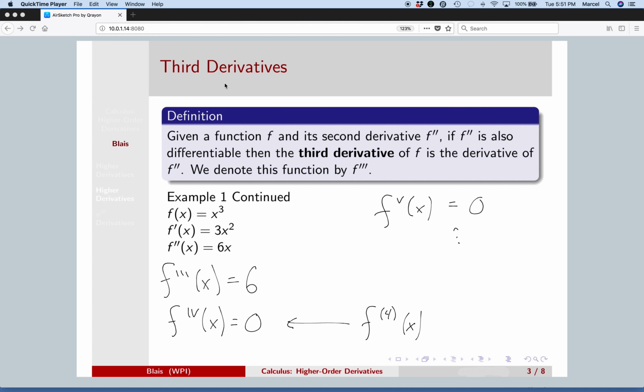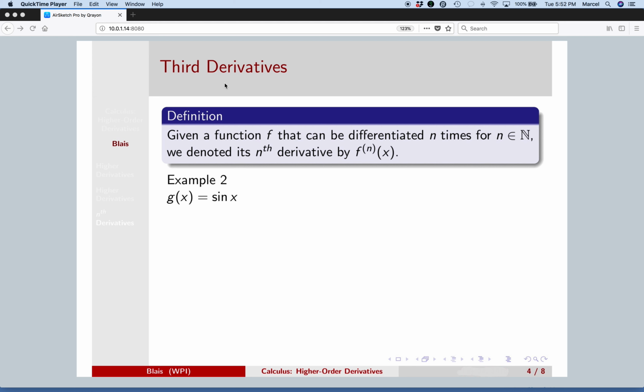And this leads us to the general definition of the nth derivative. So this should be our nth order derivative. So our nth derivative, we just write, like we had mentioned there, the superscript of n in parentheses, or with a Roman numeral.